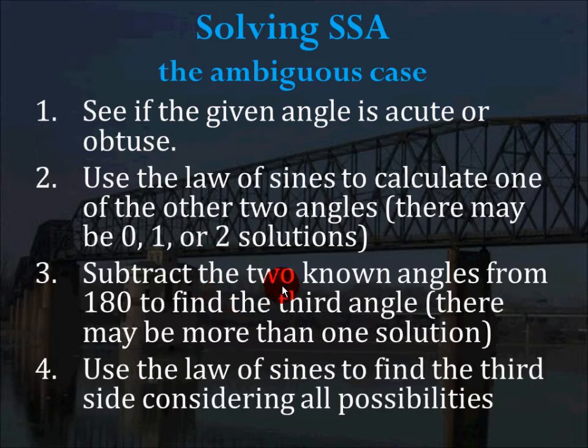Next, you're going to take the 2 known angles and subtract them from 180 to get the third angle. And again, there might be more than one solution, because if you have 2 solutions to angle number 2, you'll have 2 solutions to angle number 3. Finally, you're going to use the law of sines to find the third side, considering all possible solutions. So this is the most involved by far of the 4 scenarios. Let's see the 6 different possibilities.